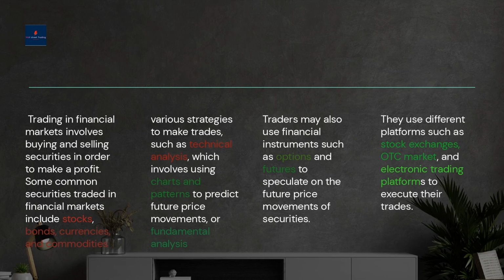Traders can use various strategies to make trades, such as technical analysis, which involves using charts and patterns to predict future price movements, or fundamental analysis, which involves evaluating a company's financial and economic data to determine its value. Traders may also use financial instruments such as options and futures to speculate on the future price movements of securities.